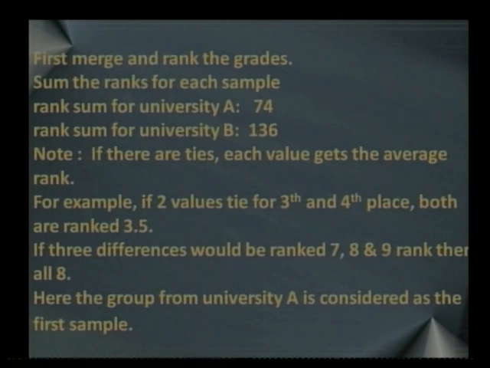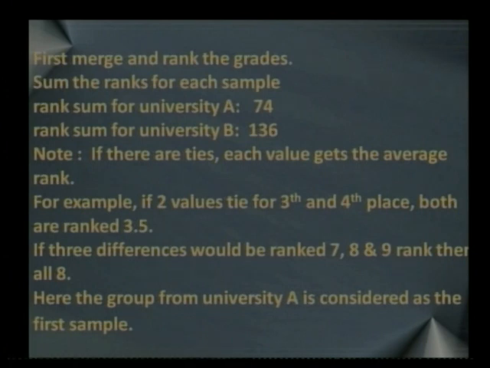First, merge the observations and rank the grades, and also take the sum of the ranks for each sample. So the rank sum for university A is 74, and the rank sum for university B is 136. Rank sum means the sum of the ranks. Note this. Let me say there is some remark.